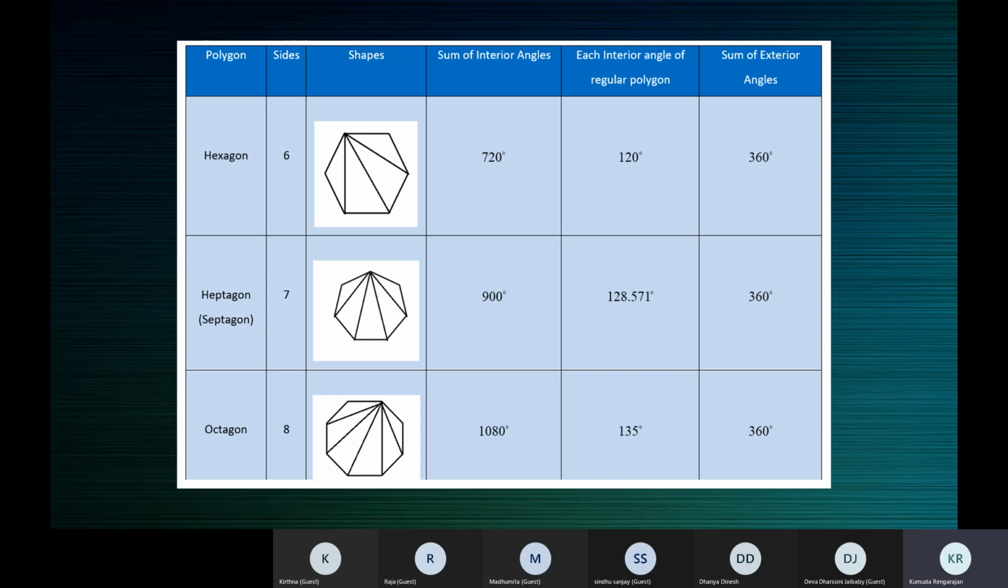n into n minus 3 by 2. So n is 6 here. In the case of a hexagon, n is 6. So 6 into 6 minus 3 by 2, that will make it 3 into 3, 9. It has 9 diagonals.